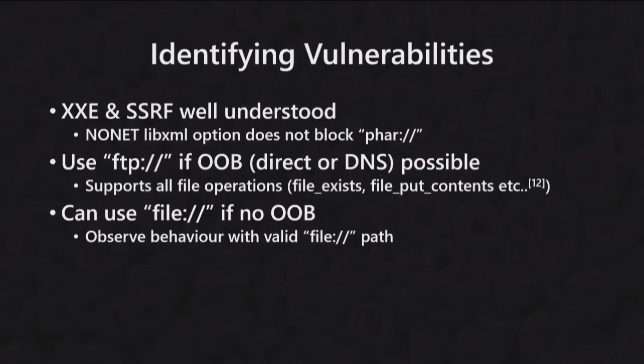If we've got no out-of-band communication, so either allow_url_fopen is set to false, or there's no path to our system either directly or through DNS, then we can sometimes look at how the file stream wrapper behaves. If that works, then it's likely that we're triggering stream wrappers.